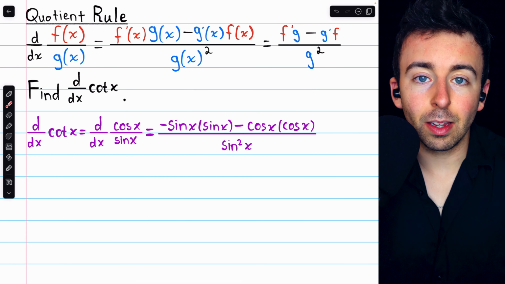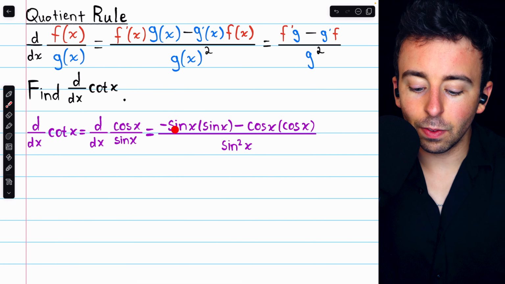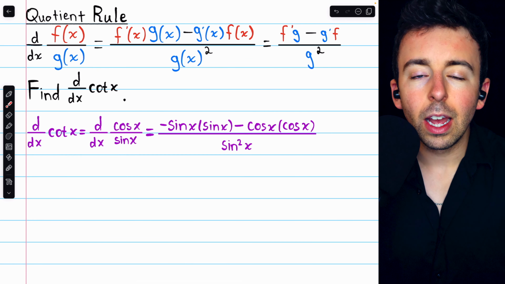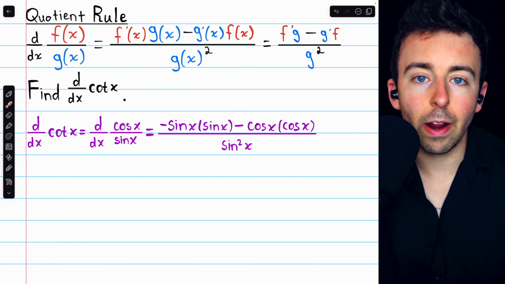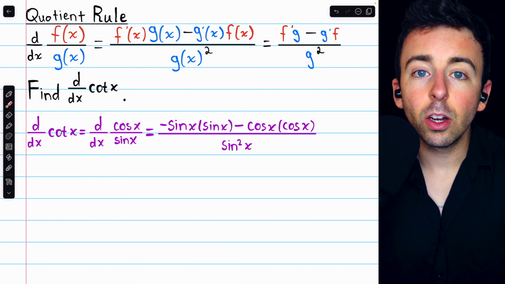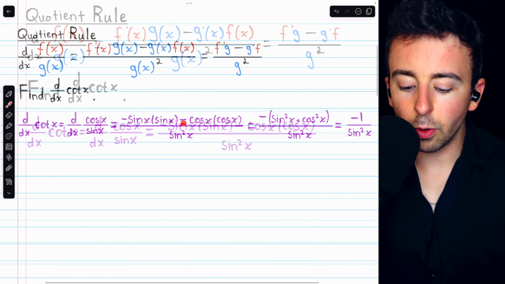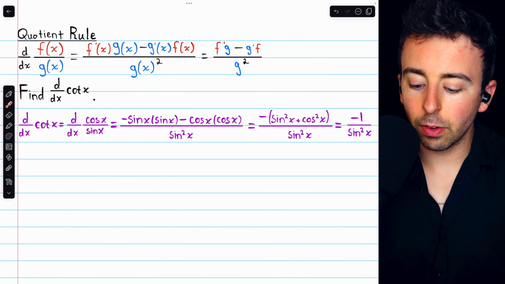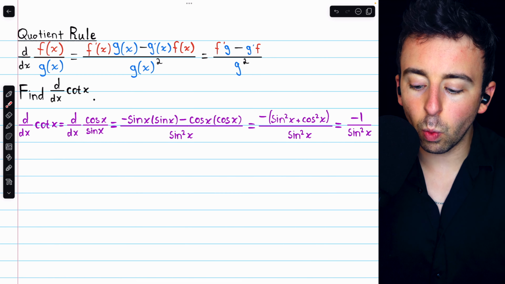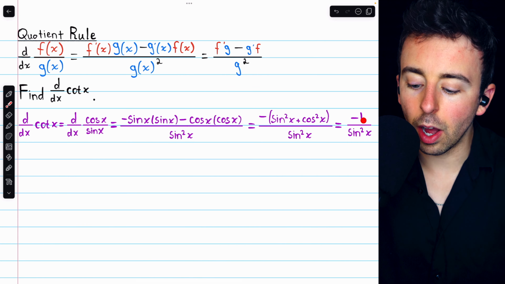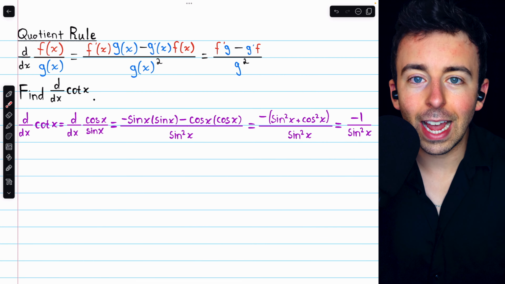Now we just have to simplify. This is negative sine squared and negative cosine squared. So if we take the negative out, we'll have sine squared plus cosine squared. By the Pythagorean identity, we know that's 1. So taking the negative out of the numerator, we have negative sine squared x plus cosine squared x, and we know that is 1, so this is negative 1 divided by sine squared x.